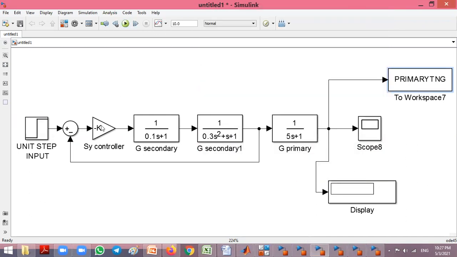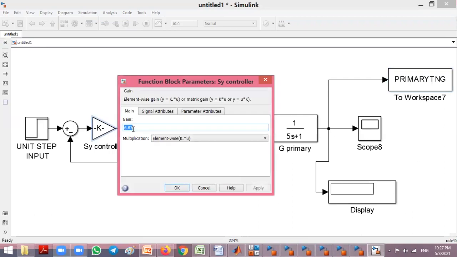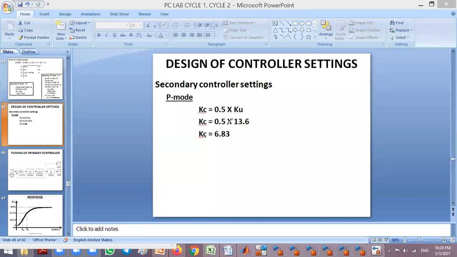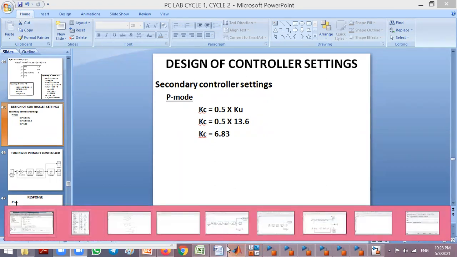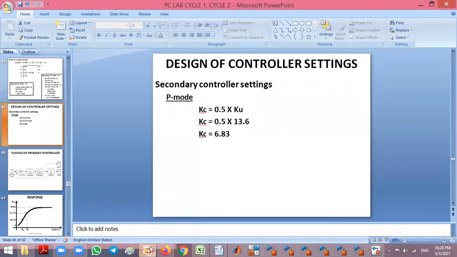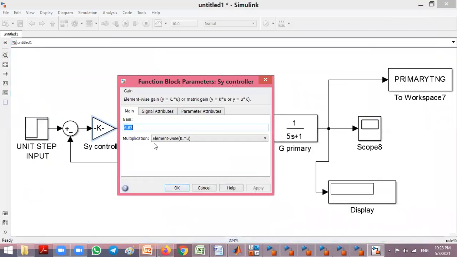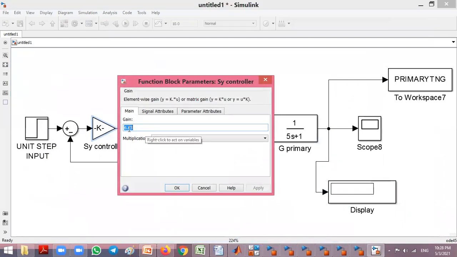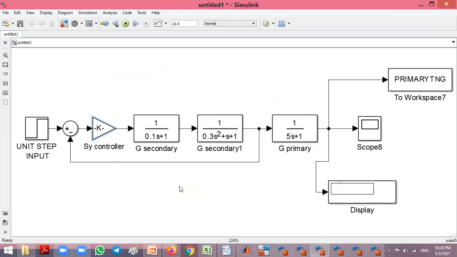See, it is in closed loop. I have to check whether the gain is implemented. Yes, so the gain here is implemented as 6.83, which I got using the theoretical approach. So this value I'm implementing there. Just double click, there will be some value there, you enter 6.83 and you click OK.